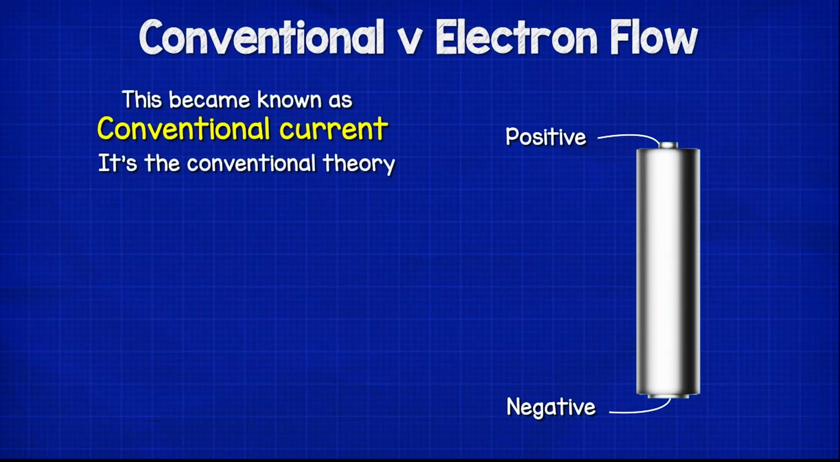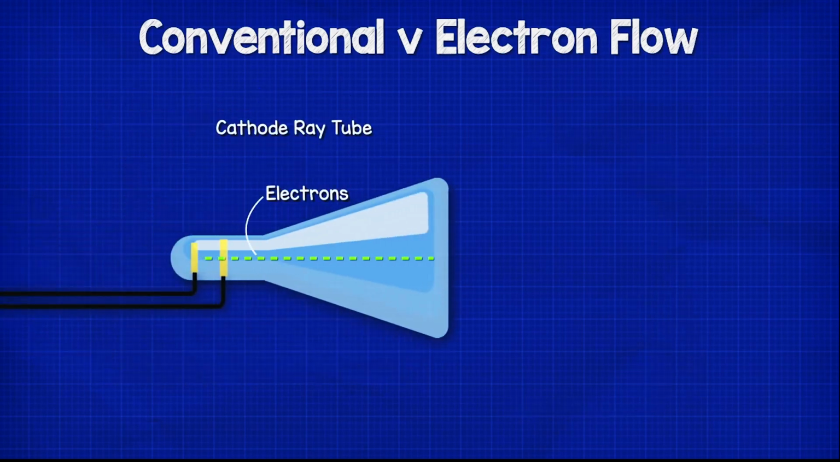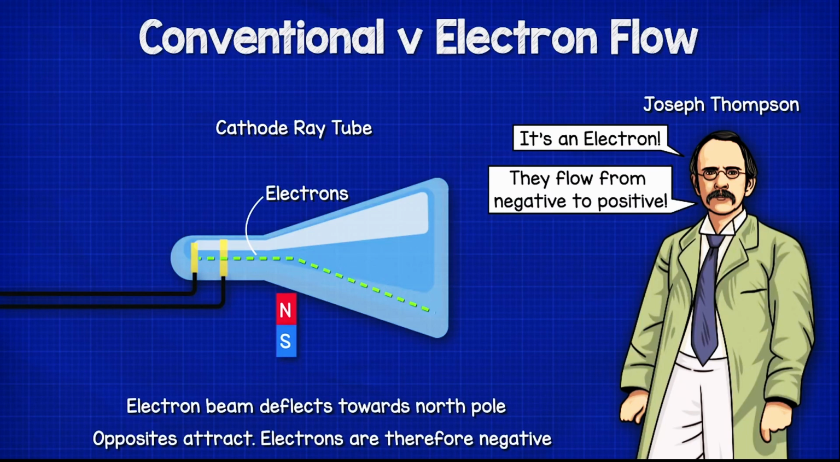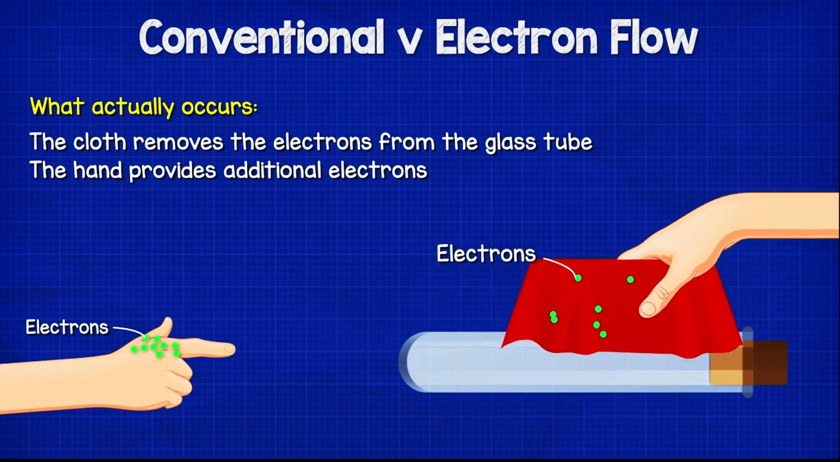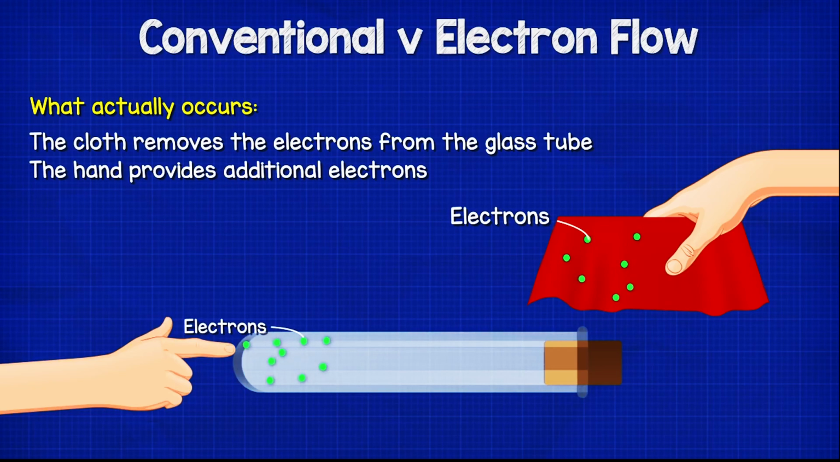This became known as conventional current, because it's the conventional theory of how electricity flows. However, as science evolved and experiments became more precise, someone called Joseph Thomson discovered that this invisible thing moving inside the wire was a particle, and he named this particle an electron. He also discovered that these electrons were actually flowing in the opposite direction, from the negative to the positive. Benjamin Franklin didn't realize the silk cloth was actually removing electrons from the glass, so they were actually flowing from the person and to the glass tube.